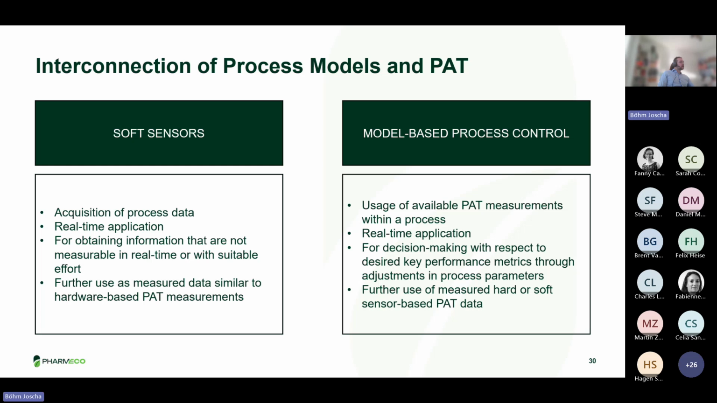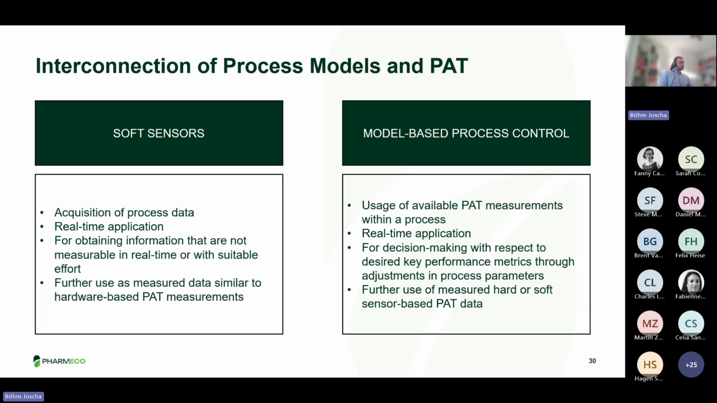And the last part here: if we talk about the soft sensors, what we want is essentially to use process models and PAT measurements to gather further data or information that we don't get by the PAT, to have data that is similar to some PAT measurements. And for the model-based control, we want to build on these data measured by hard sensors or by soft sensors and build on these data.